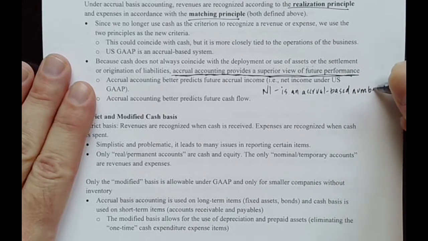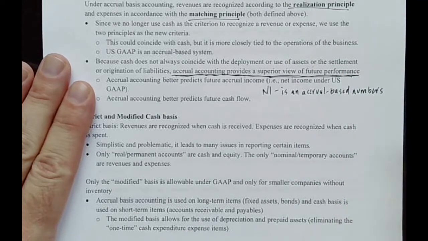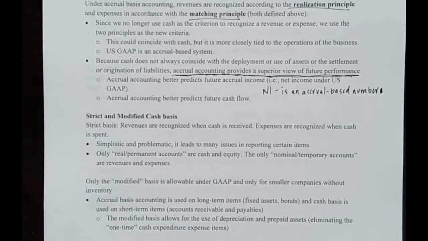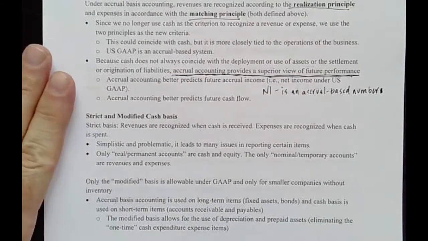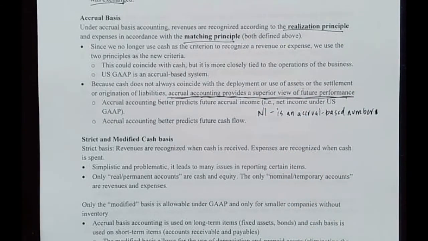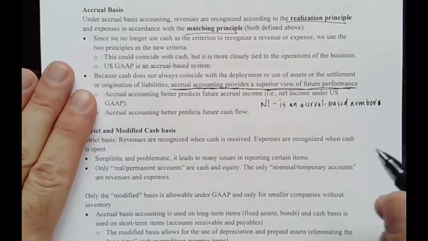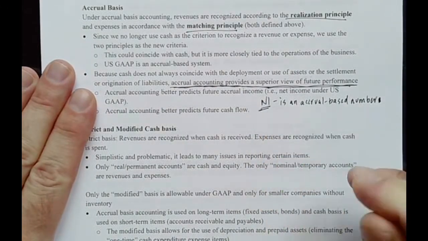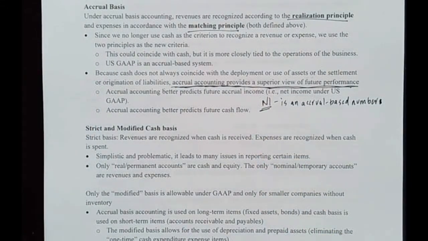Income is made up of revenues, expenses, gains and losses that occur during the period. Some of those revenues, expenses, gains, and losses under US GAAP will be recognized based on the realization or matching principle, based on an accrual system. Therefore, the result of combining all those numbers, net income, is an accrual-based number.